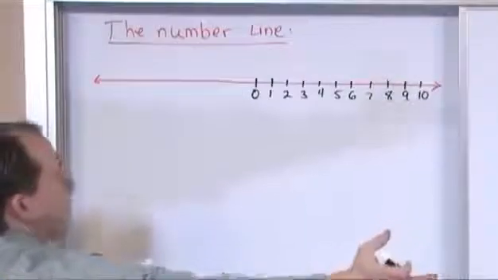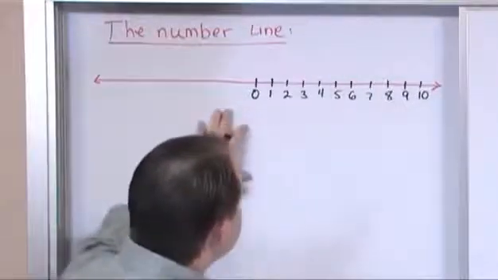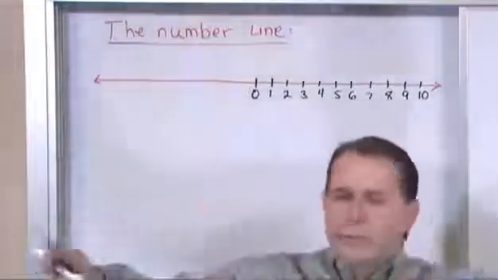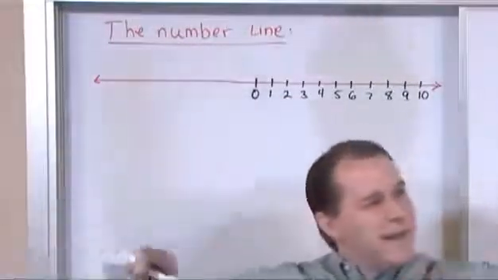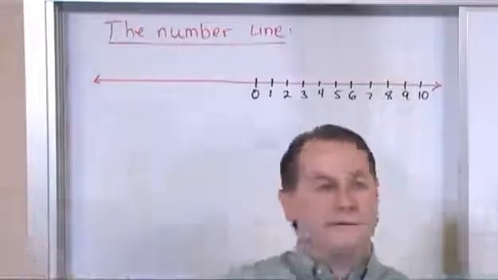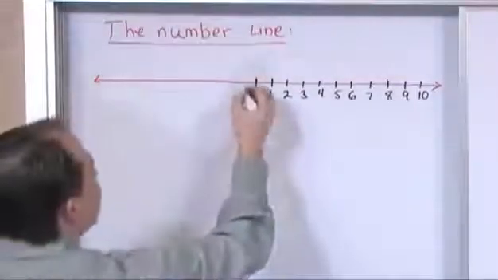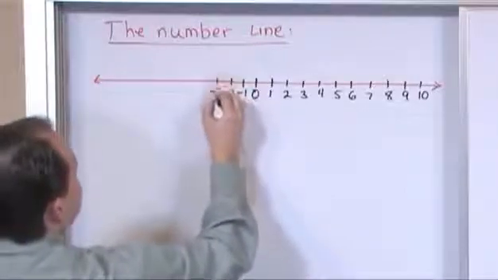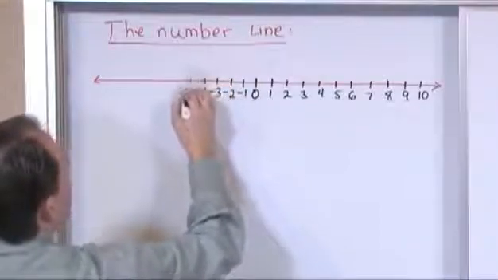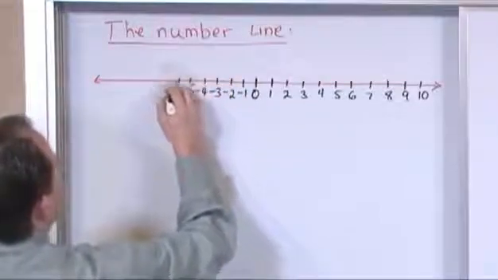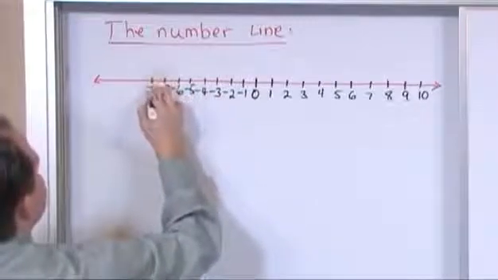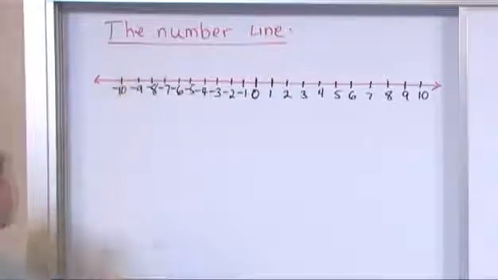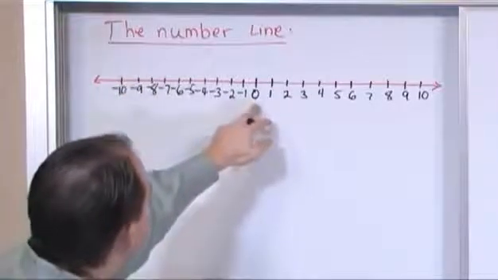Now you can write your number line to have as many numbers as you want, because this little arrow here means it goes on to infinity. So the number line really goes in both directions forever and ever and ever. It contains every number that you could possibly think of, right? And to the left is the negative numbers. -1, -2, -3, -4, -5, -6, -7, -8, -9, -10.